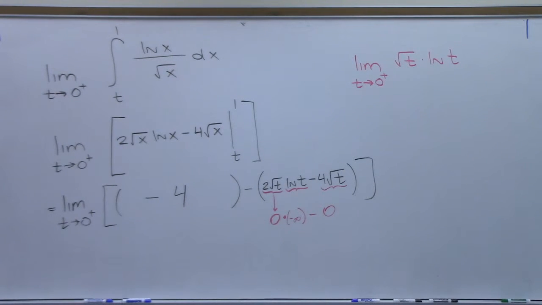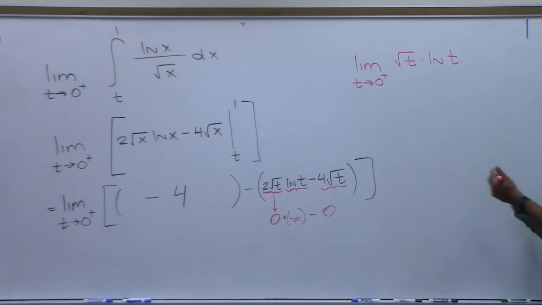So what's the standard protocol when we have 0 times infinity? Try to drop one of them down. And I think I'll drop the root t down, because if I drop the root t down, the derivative of the top will be easy, right? Derivative of natural log of t will be easy.